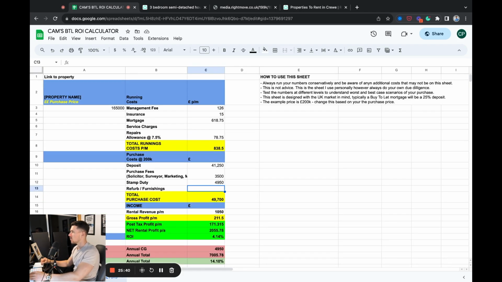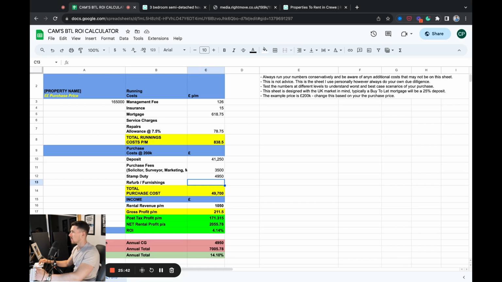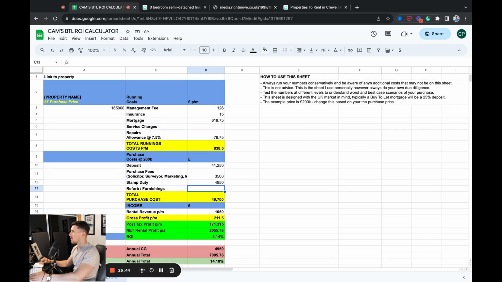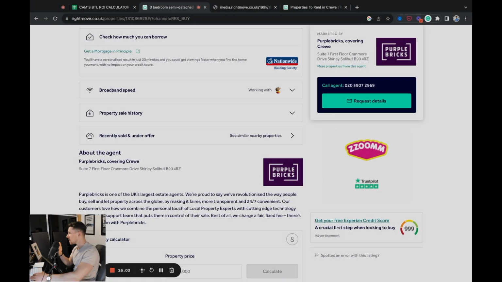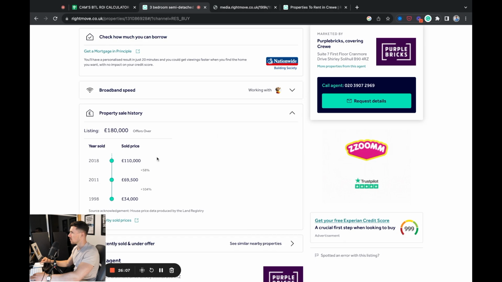Super, super key to know your numbers. This is the most important thing in property, is understanding your numbers. And Rightmove have a lot of tools where you can figure out if a property deal is viable. And one thing that we haven't even touched on is another indicator of the capital appreciation of this property. You can go firstly on the property sale history.